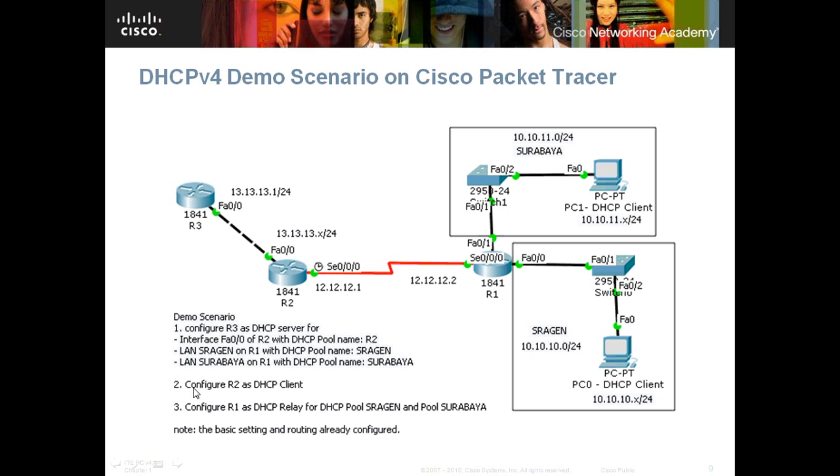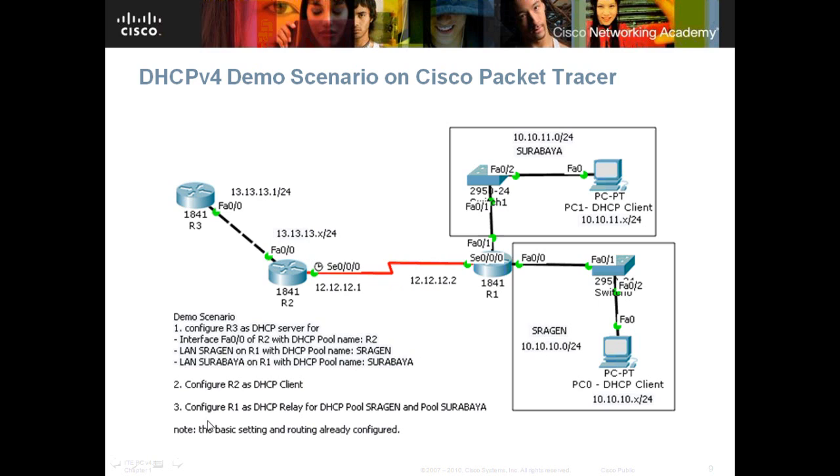Number 2 is we need to configure this interface of R2 as a DHCP client, and number 3 is we need to configure R1 as a DHCP relay. Yes, DHCP relay, for the DHCP pools Sragen and Surabaya, so this Surabaya LAN and Sragen LAN can get DHCP addresses from the DHCP server.